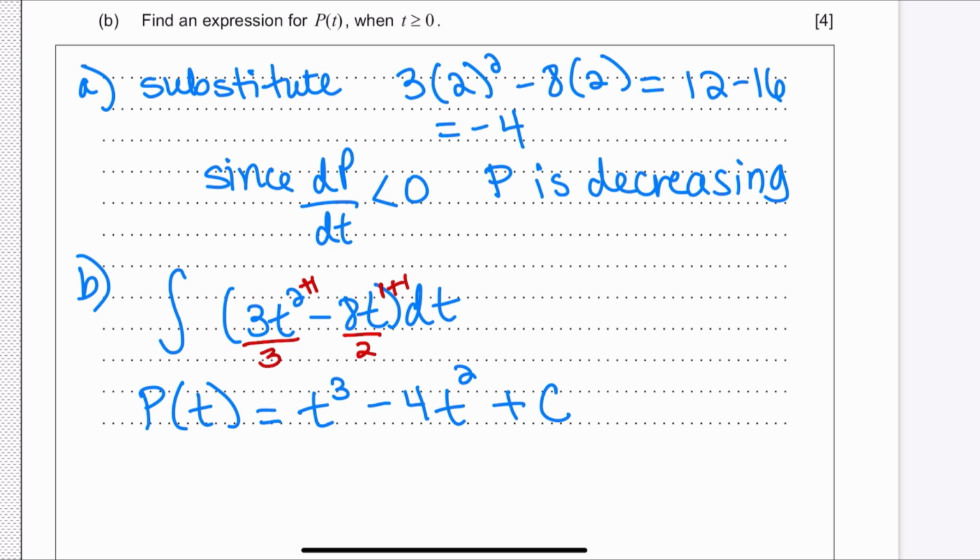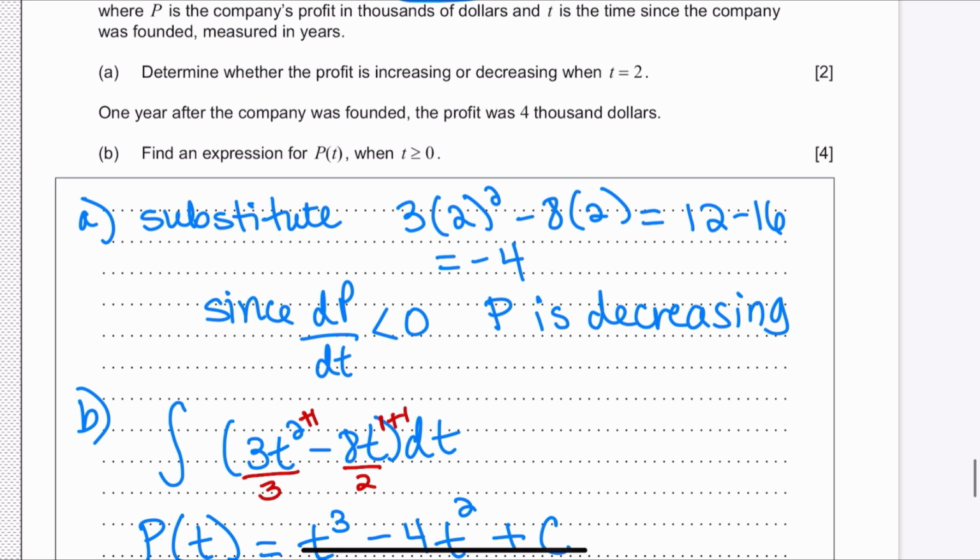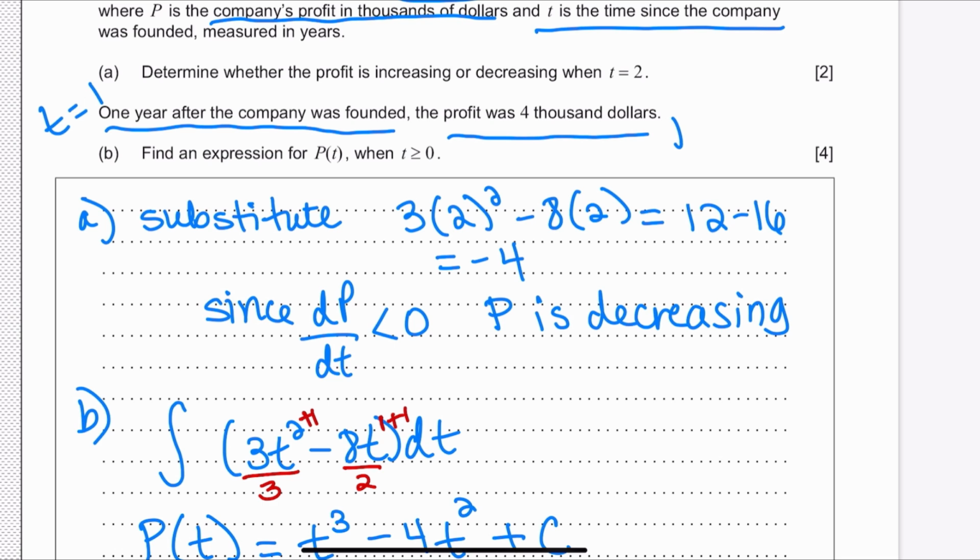So how am I going to figure out that value of c? Well, I know that one of the points is (1, 4). Where do I get this (1, 4) from? They told me 1 year after the company was founded, the profit was $4,000. So t is the time since the company was founded. So that means when t is equal to 1, the profit, which is measured in thousands of dollars, P, is equal to 4.